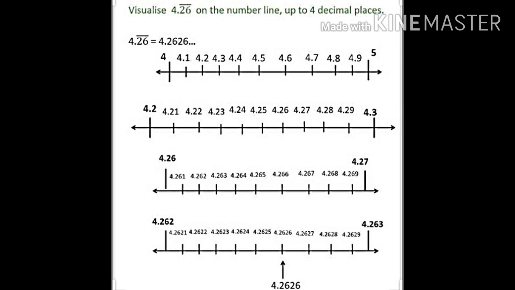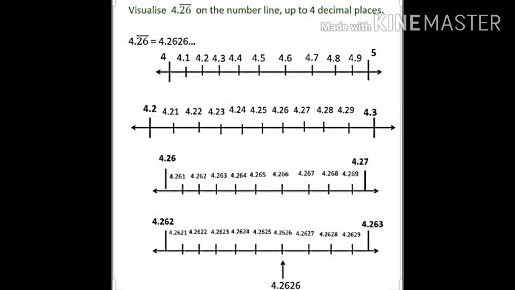Then, we will look closely at the portion of the line between 4 and 5. We divide it into 10 equal parts. Then the first point to the right of 4 will represent 4.1, the second point 4.2 and so on. 4.26 lies between 4.2 and 4.3. After this, let's magnify the portion which lies between 4.2 and 4.3. Again divide the line into 10 equal parts. The first mark will be 4.21, the second mark 4.22 and so on.